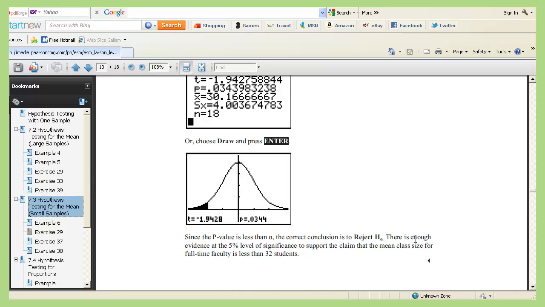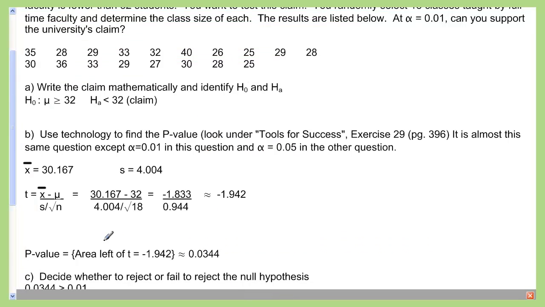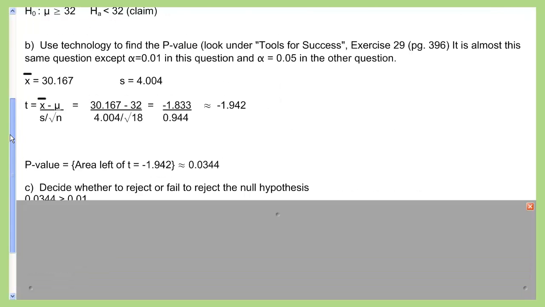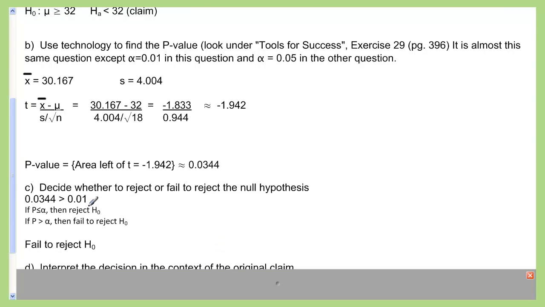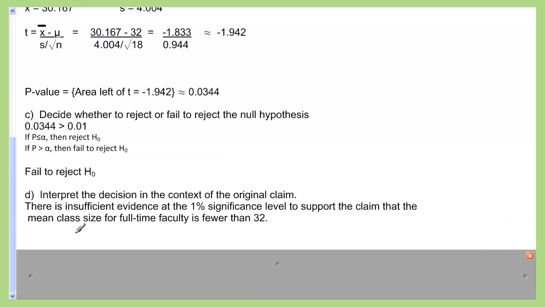Now this one says that you're going to reject the null hypothesis because it's a level 5%, but remember, that's not exactly the problem we were doing. So we're going to run back here before I run out of time, and there's your p-value, and we found it on the calculator. But in my problem, alpha was 0.01, so when p is greater than alpha, you fail to reject the null hypothesis, and then there's the claim to interpret it, because you want to interpret the decision. There is insufficient evidence at the 1% significance level to support the claim that the mean class size for full-time faculty is fewer than 32.